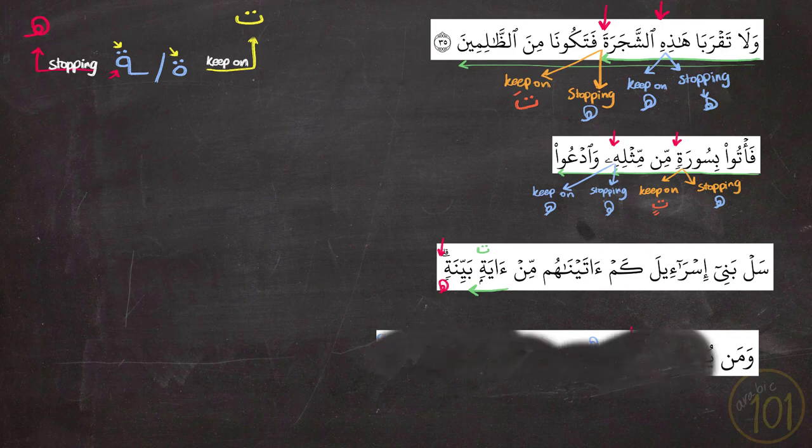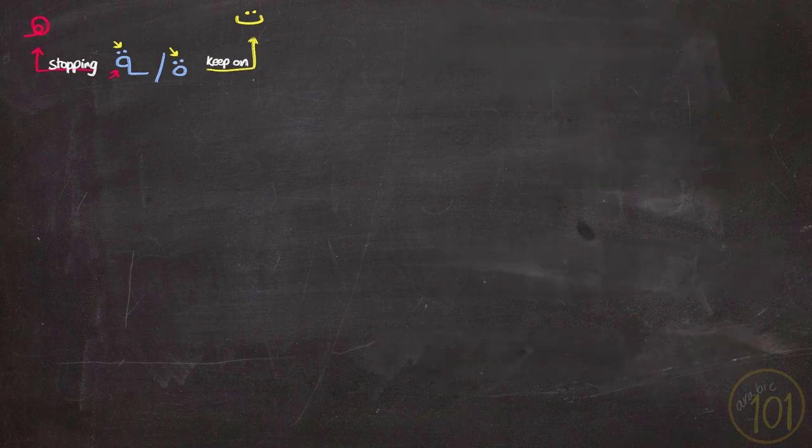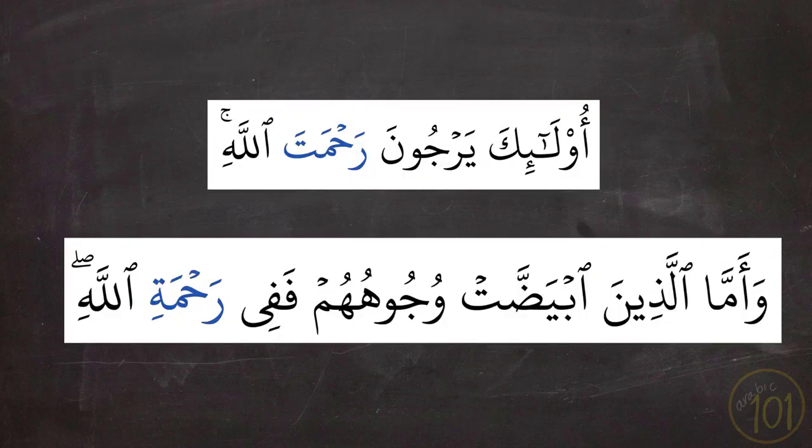Here we saw several ha and ta marbuta, and in all of them we applied the same rule. But the ultimate training for this rule is reading the following ayahs, because some of the words are written in two different ways. Let's try applying the rules that we've just learned one more time. And notice that the same word will be written in two different ways, and every time it is written differently, you're going to apply the rules that we just talked about.